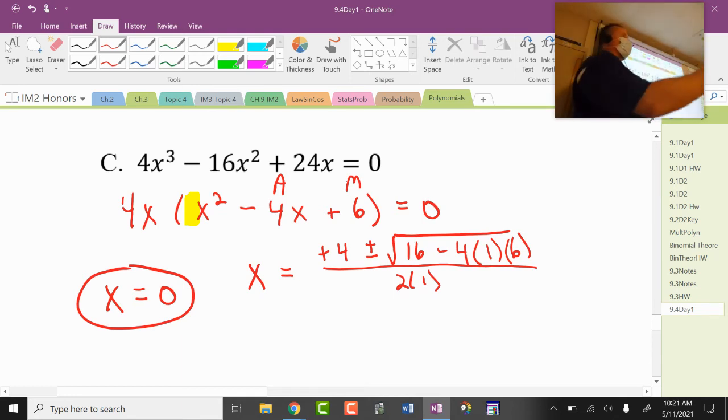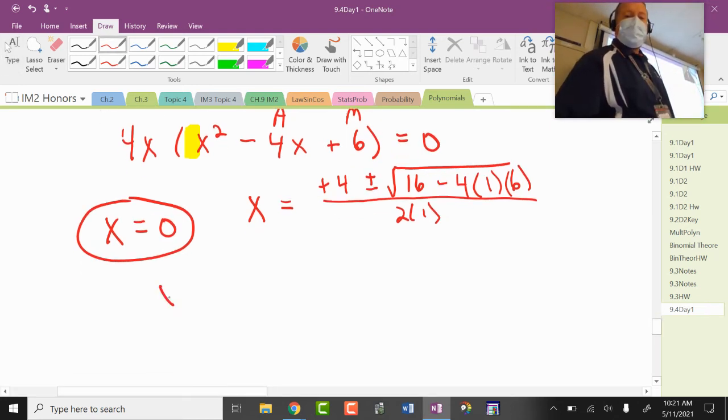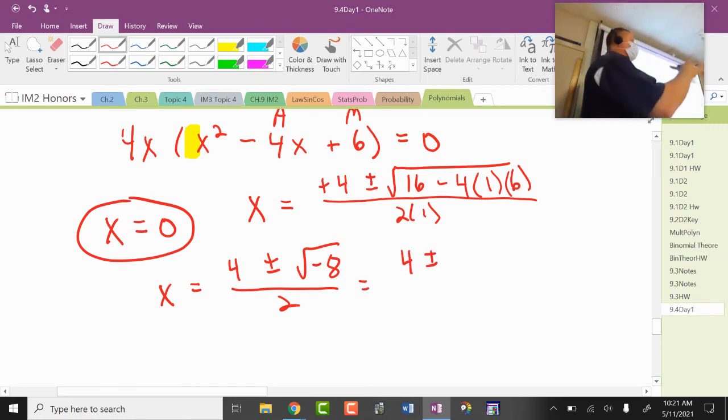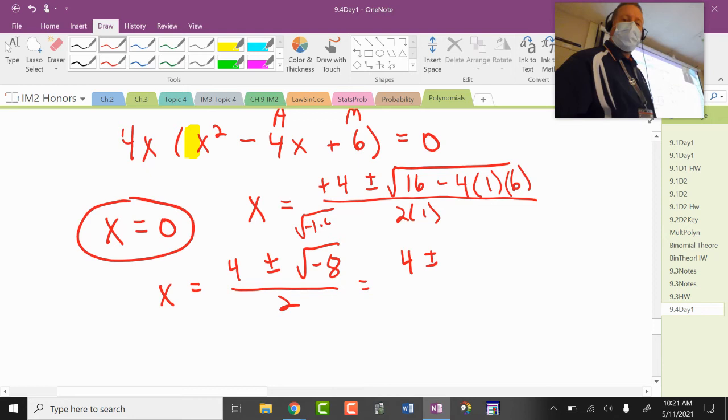What kind of answer am I going to get here? A negative in the square root, which means what kind of answer? Imaginary. So we got some simplifying to do, so I need some space. 4 plus or minus square root of negative 8 all over 2. Maybe I'll write it above. I have some space. You know this is a square root of negative 1 times 4 times 2, right?